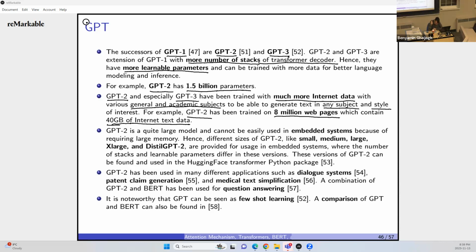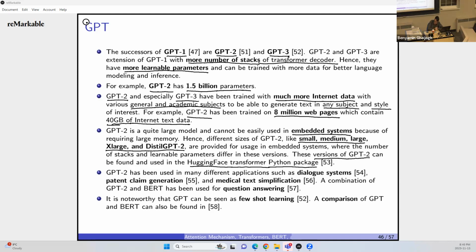Okay. GPT-2 is quite large and cannot be easily used in embedded systems, of course. Again, do you remember we had a small BERT? We also have a small GPT. We have small, medium, large, XL, and distilled GPT-2, different variants, right? And by the way, you can find many of the versions of GPT-2 in the Hugging Face Transformers Python package. What is Hugging Face? It's a library for natural language processing in Python. Many of the GPT and BERT models can be found in Hugging Face. Okay.